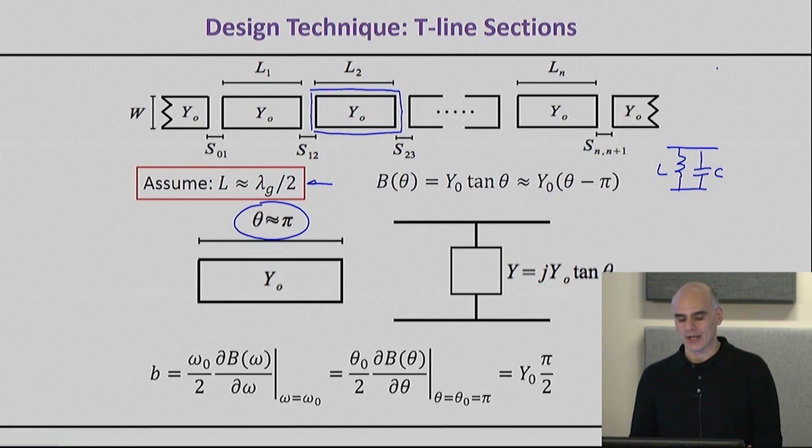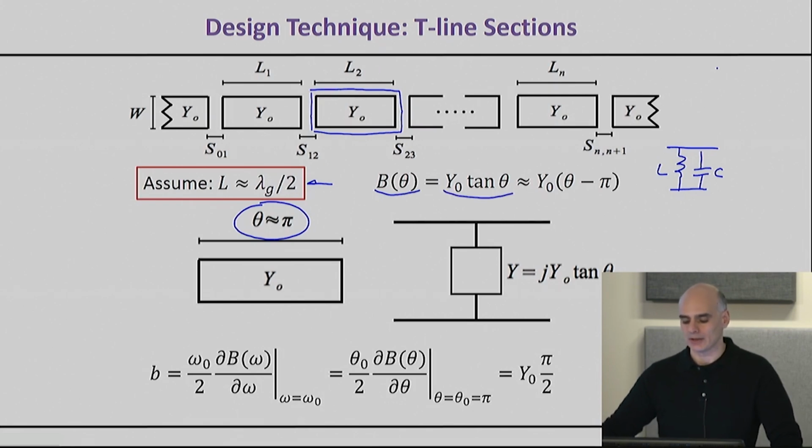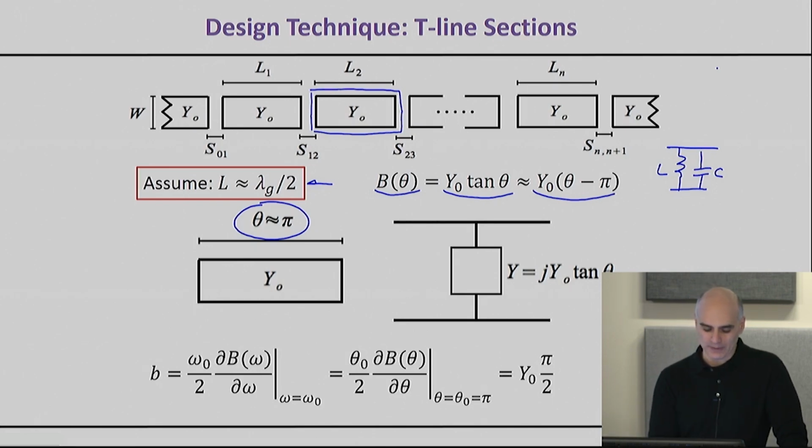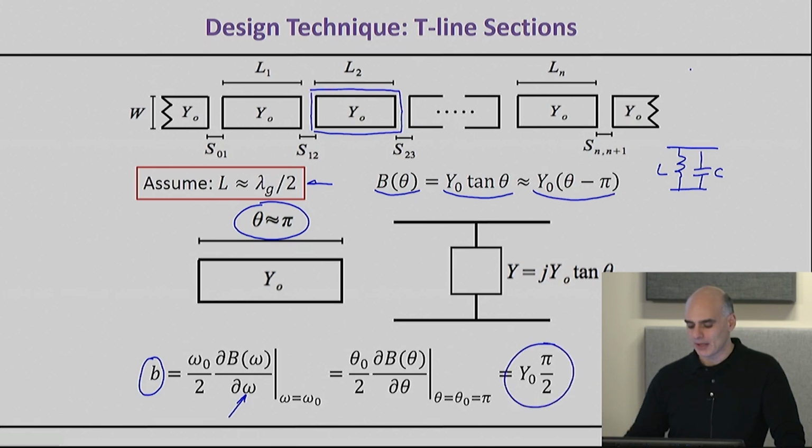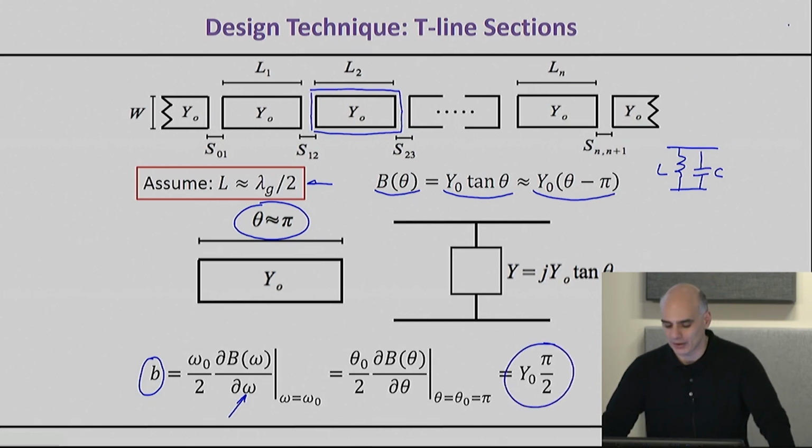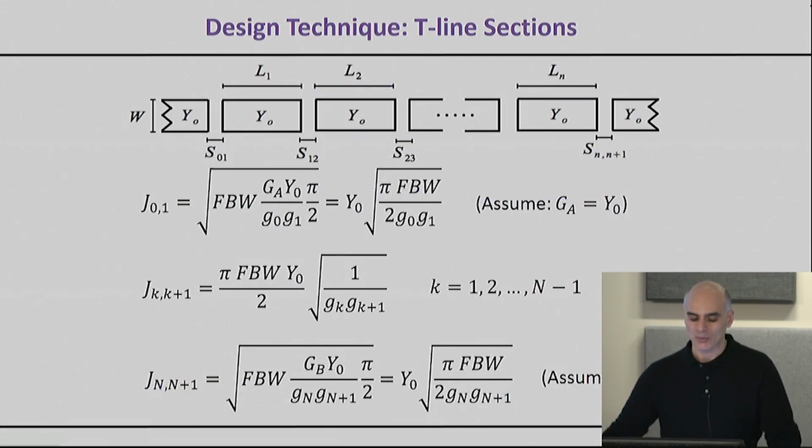Now, if you take the equations we have derived for this open resonator and you calculate the susceptance of this resonator, it is nothing else but Y naught tangent theta. And just around resonance, you can approximate this with a linear equation, which is simply Y naught, the characteristic admittance of the resonator, times theta minus pi. So that means now you can compute this b that we always wanted. You differentiate the susceptance with regards to frequency. The math is pretty simple, and that little b is nothing else but Y naught pi by 2. So we're basically now ready to go.